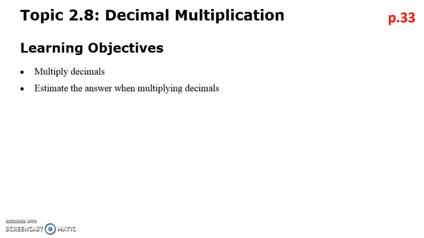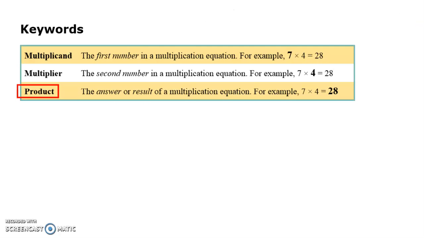Hello, so today's lesson is 2.8 decimal multiplication. We're going to learn how to multiply decimals and also estimate the answer when multiplying some decimal numbers. This lesson has some key words. We've seen these key words before. They don't change when it comes to decimal numbers.